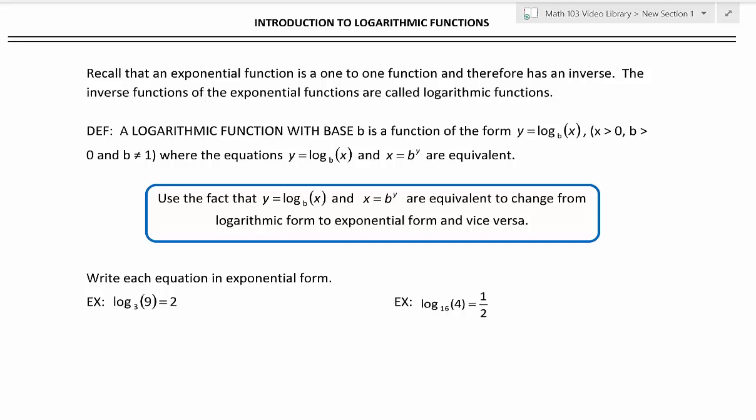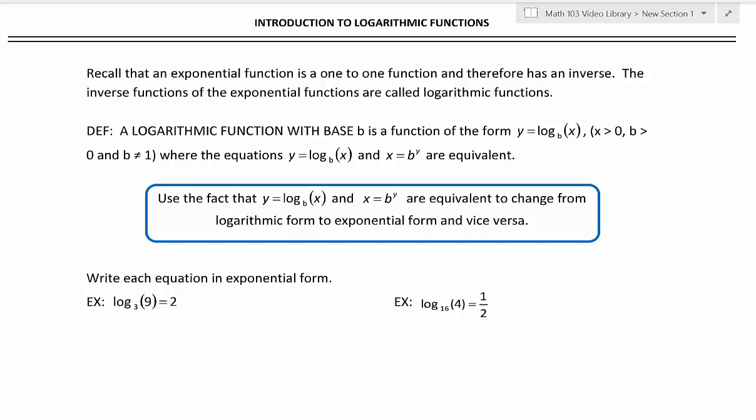A logarithmic function with base b is a function of the form y equals log base b of x, where x is strictly greater than 0, b is strictly greater than 0, and b is not equal to 1, where the equations y equals log base b of x and x equals b to the y are equivalent.